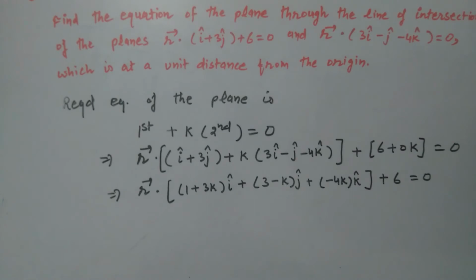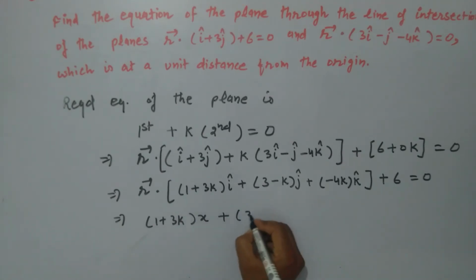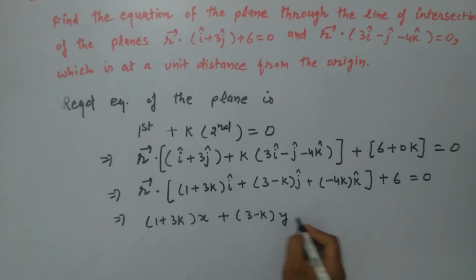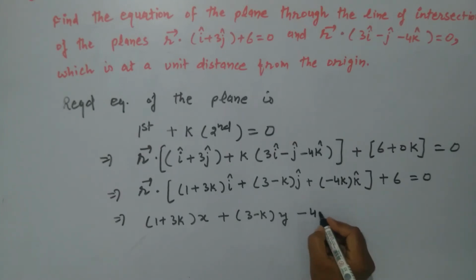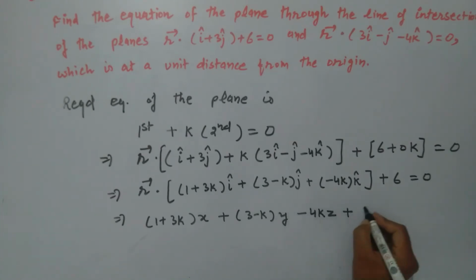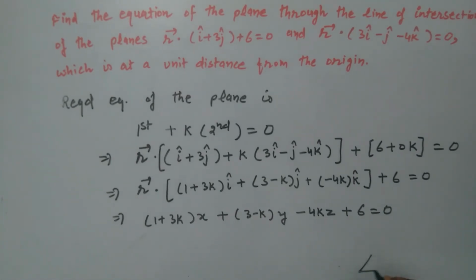In Cartesian form, we can write this as 1 plus 3k x plus 3 minus k y minus 4k z plus 6 equal to 0. So this is the plane and this is origin. Perpendicular distance from origin to this plane is given to be 1 unit.